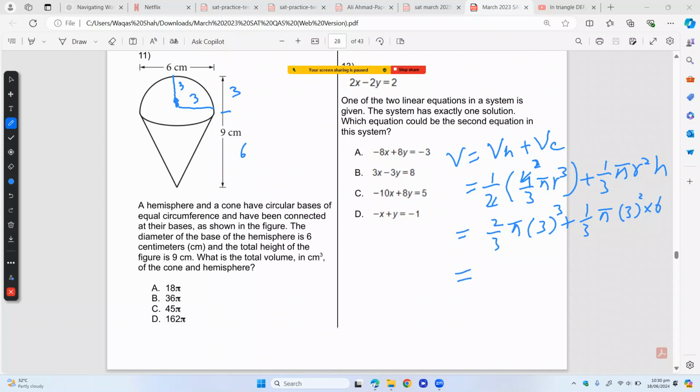So using all this information, this 3 can be cancelled over here, so it will be 2. 9 times 2 is 18 pi, and then the 3 can be cancelled with the denominator of 3, so it will be 3 times 6 is 18, so again 18 pi, so the result will be 36 pi. So B is our answer.